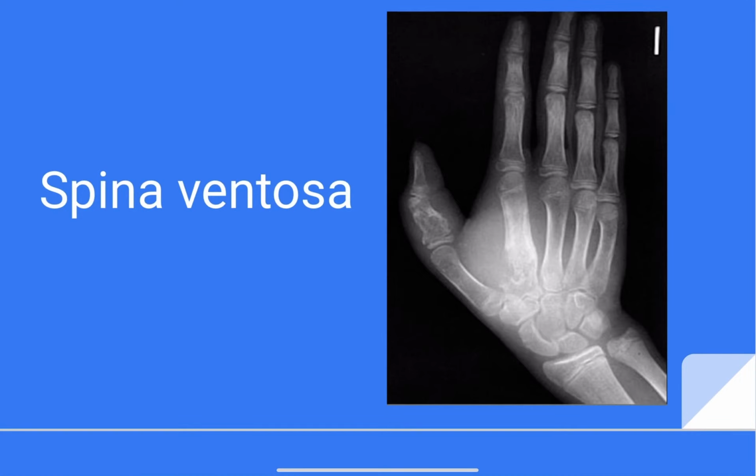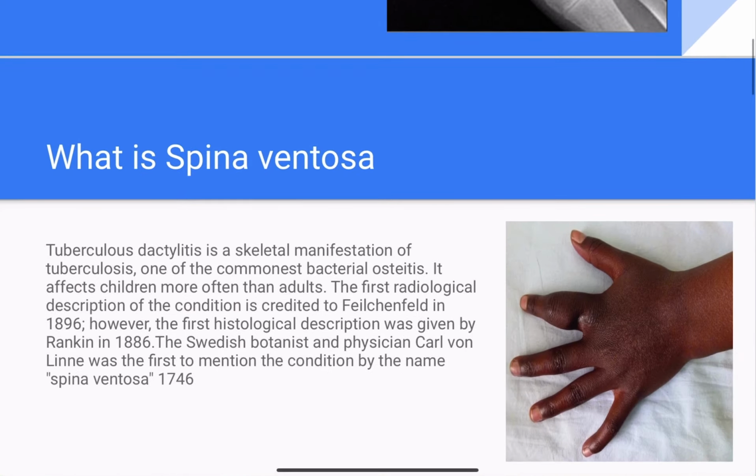So my topic is Spina ventosa. What is Spina ventosa? Tuberculous dactylitis is a skeletal manifestation of tuberculosis, one of the commonest bacterial infections. It affects children more often than adults.